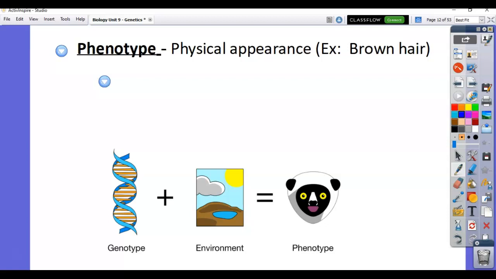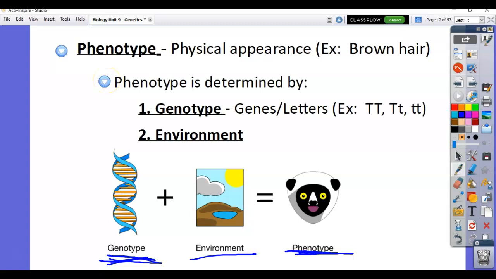So our phenotype is our physical appearance, and this is determined by our genes and our environment. Go ahead and write this down: phenotype, physical appearance. This is a little easy to remember because phenotype and physical appearance both start with PH. Now we said phenotype is not just your genes that determine what you look like, it's also the environment. So phenotype is determined by your genes, your genotype, meaning what DNA you have, and your environment.